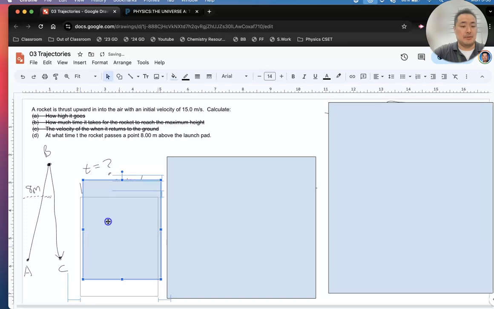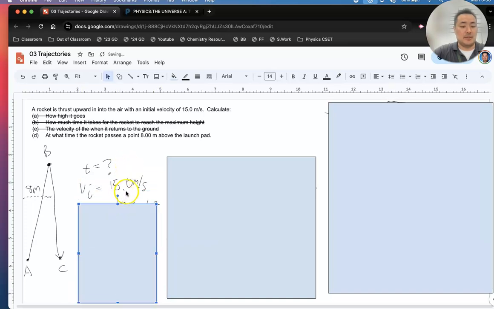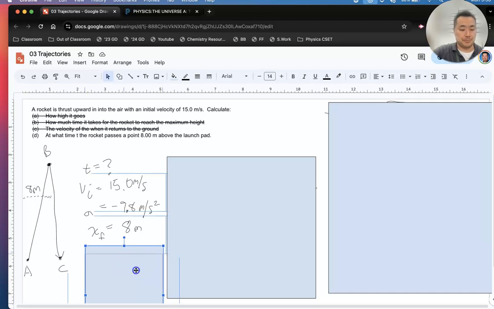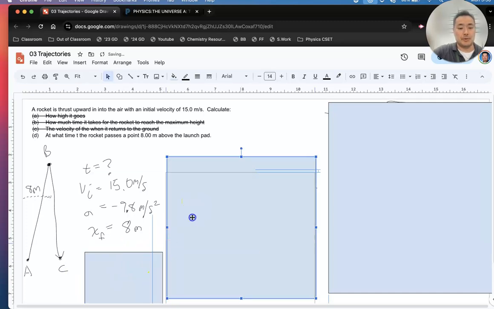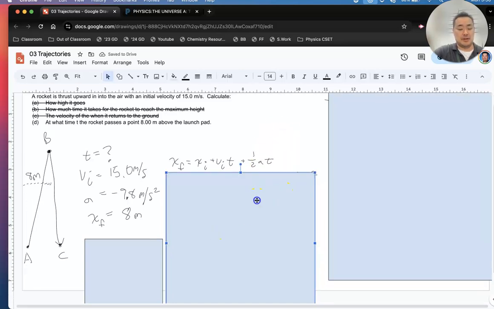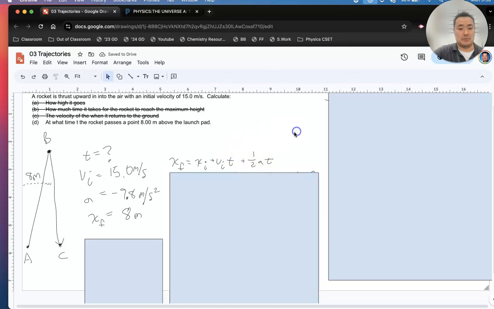The rocket travels at 15.0 meters per second. Acceleration is negative 9.8. The final distance is 8 meters, and the initial distance is going to be 0. We're going to use this equation here and plug in our variables, because x sub f is our 8 meters, but time is what we're trying to solve for.